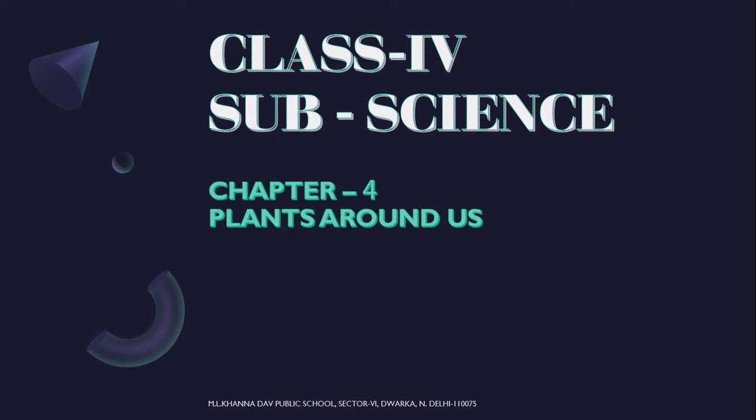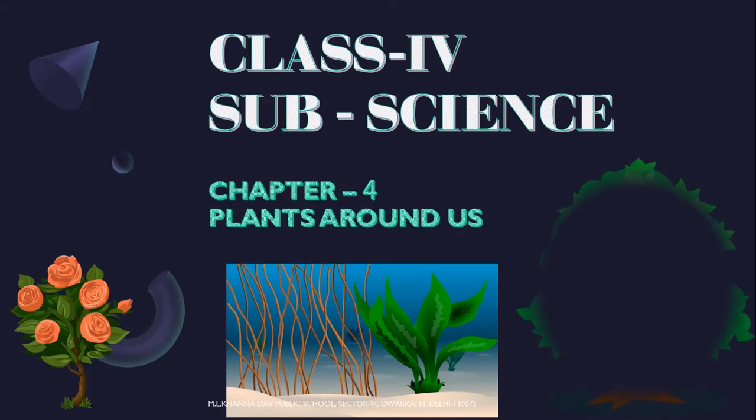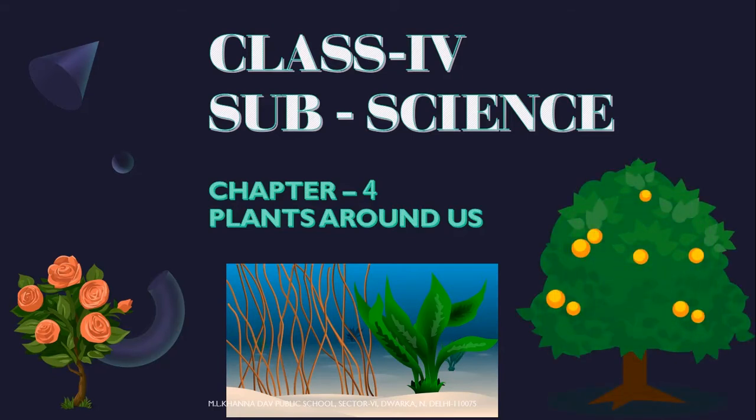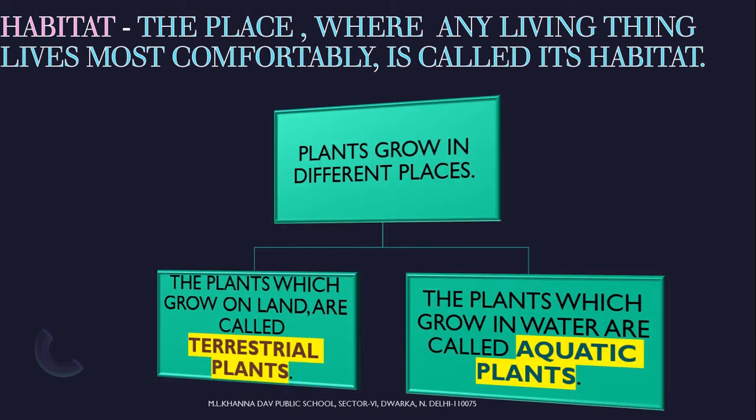So children, you all know that different types of plants are found in our environment and our earth has different types of landforms or habitats for these plants. So you must be wondering, what is a habitat? A habitat is a place where any living thing lives most comfortably. Either plants, animals, any living thing needs a place to grow and live comfortably. That is called a habitat.